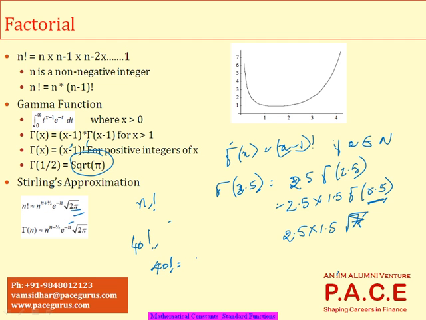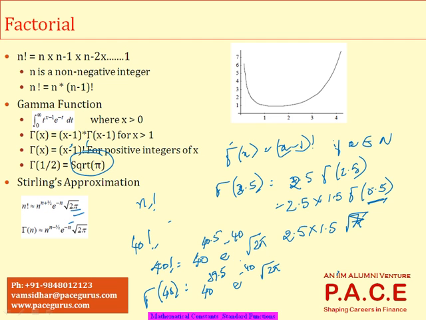So I can look at it like this: 40 factorial is nothing but 40 to the power of 40 plus half, which is 40.5, into e to the power of minus 40 into square root of 2 pi. That is what will come out as 40 factorial. And if the question is about gamma 40, it comes out simply as 40 to the power of 39.5 into e to the power of minus 40 into square root of 2 pi.